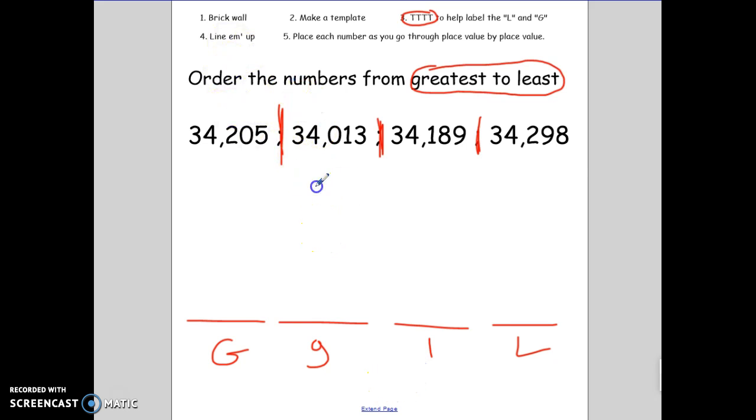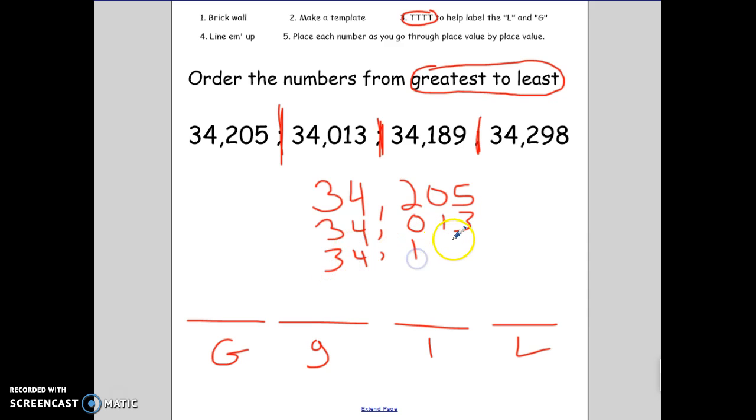So now I'm going to go ahead and line them up. Again, it's going to take me a little while, but what I know is all of these are 5-digit numbers, and so they are going to all line up really, really nicely. So this one is 34,013. This one is also 34,189 here in the ones period. And last but not least, I have 34,298. And I hope you write neater than I do. I really struggle with this.